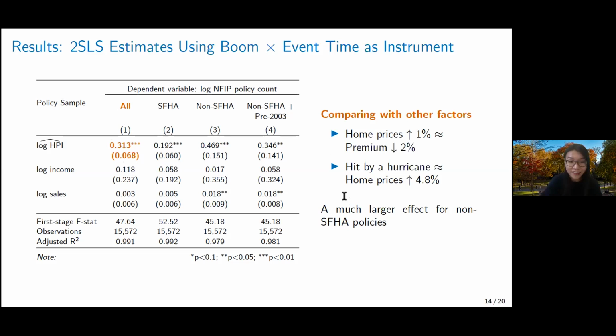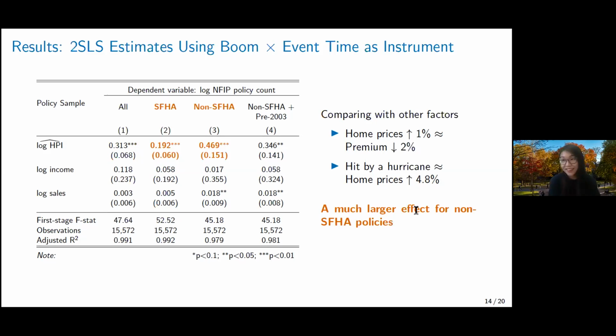We also know that if an area is hit by a hurricane, flood insurance take-up increases because people learn about the risk. And it turns out that being hit by a hurricane is approximately equal to home prices increasing by 4.8%. Given the variability in home prices, this suggests that home prices do have a pretty substantial relationship with flood insurance take-up.